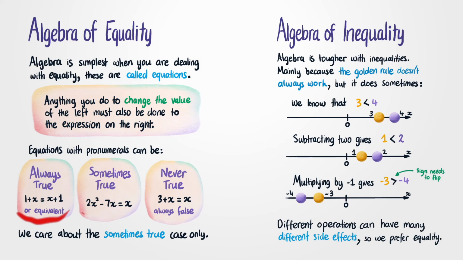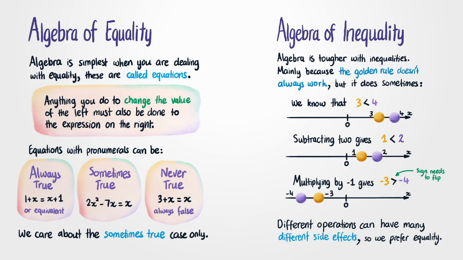After this, we said that equations can take one of three forms: ones that are always true, ones that are sometimes true, and ones that are never true. We then explained that the equations we're most interested in are the ones that are sometimes true, because those are the ones that are going to show up in most applications. We then looked at the algebra of inequalities and explained that it's going to be much harder because this golden rule here does not always work for them. For example, when you multiply by -1, you actually have to flip the sign.